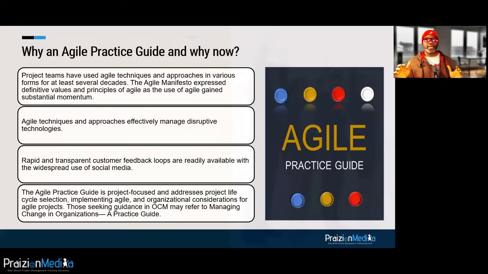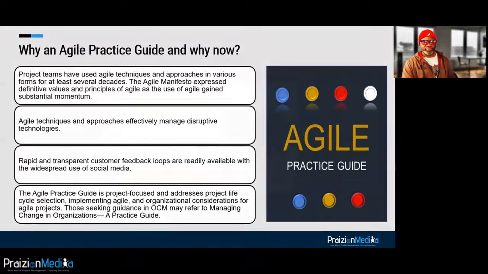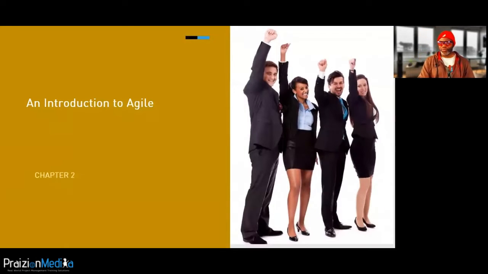The summary is why this guide. This guide is important because PMI takes a project spin on Agile and presents it in this publication. So it is relevant, especially now we're going into the world of hybridization. Definitely one you want to know about. Let's go to Chapter 2.